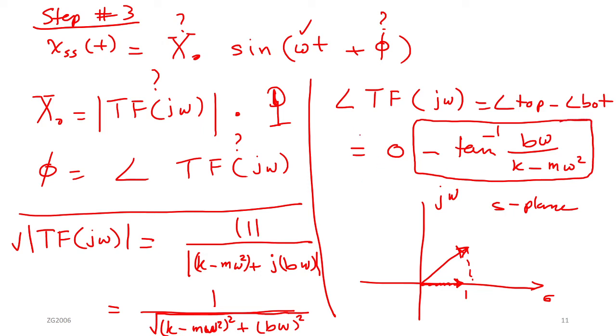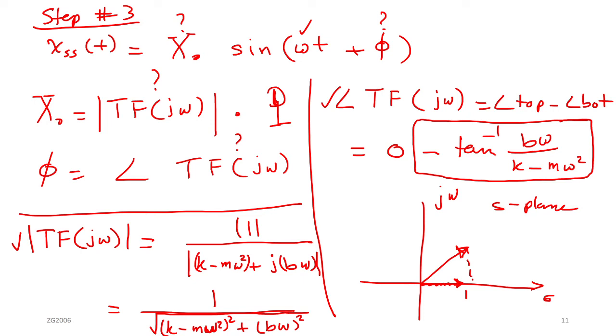It's going to be negative. So now we got the phase angle. This is my phase, negative tan inverse. So now we know the phase and we know the magnitude. Now we know our steady state solution, and that's it. This is the solution.